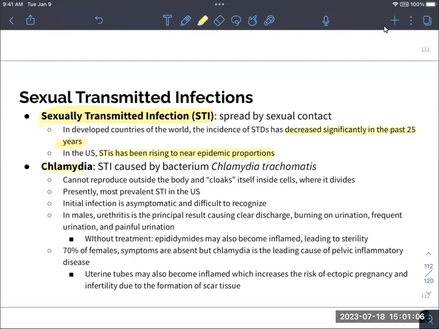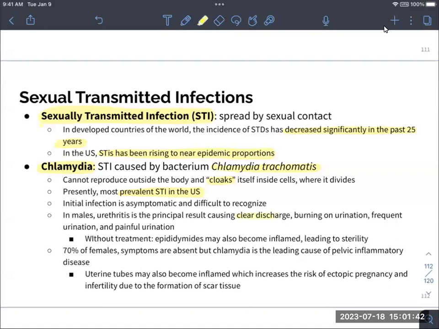So chlamydia. This is caused by the bacterium Chlamydia trachomatis. This bacteria cannot reproduce outside of the body. It's able to hide, it cloaks itself inside of cells while it is dividing and multiplying. This is the most prevalent STI in the US. Usually you're asymptomatic at the beginning. It's hard to find.